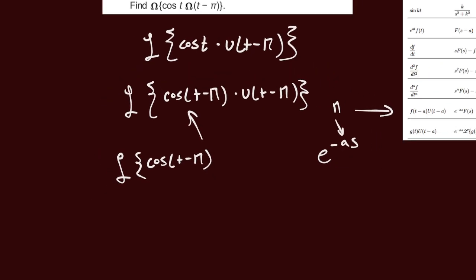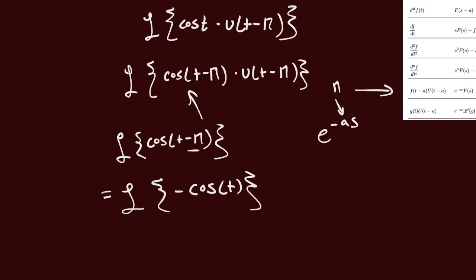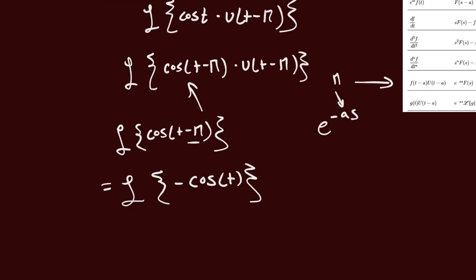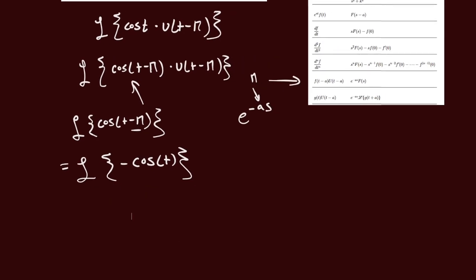So cos of t minus pi, that's actually the same thing as the Laplace of minus cos of t. Okay, because the minus pi shifts cosine to the right by pi units. So cos of t minus pi is the same thing as minus cos of t. Okay, or let me show you it in a better way.